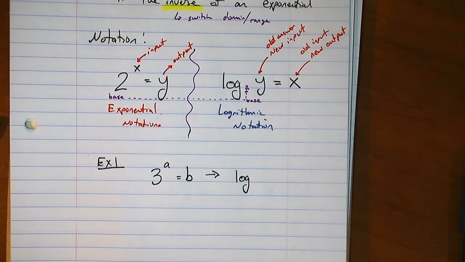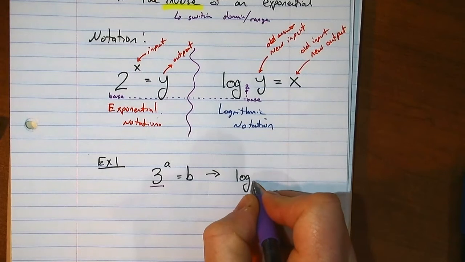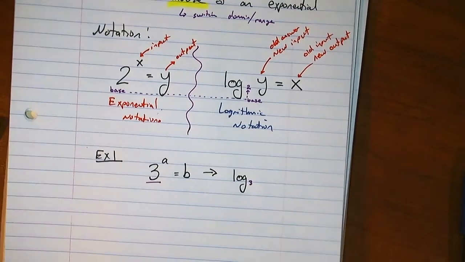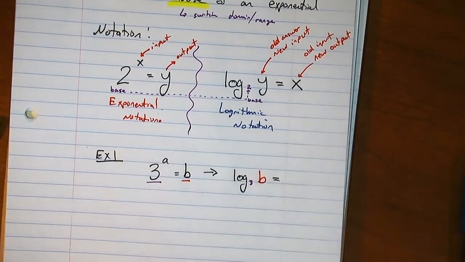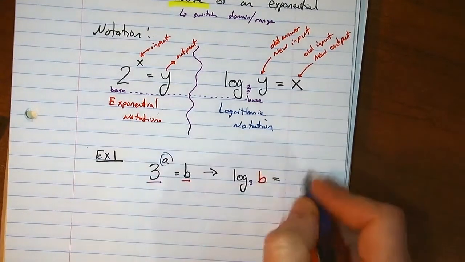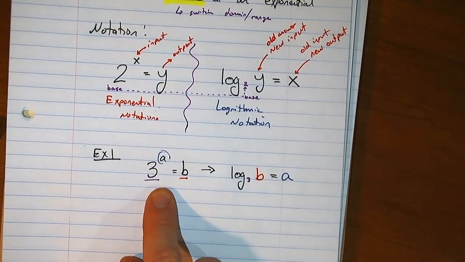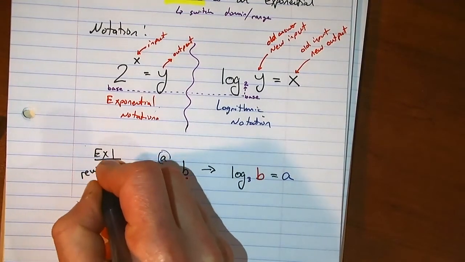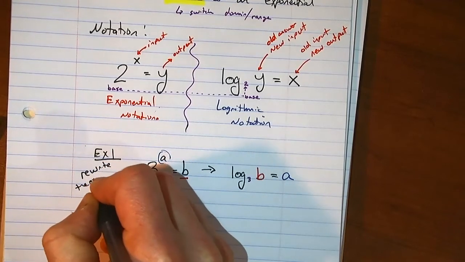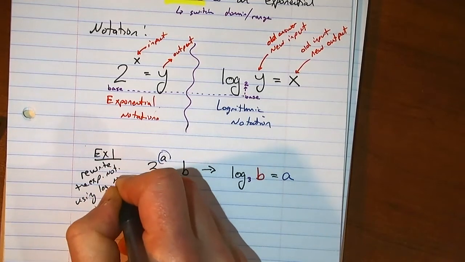Okay. The second thing is I need to account for my base. So my base was a 3. So next to log, as a little subscript, I write a tiny number 3. And then the other part is that my answer becomes the input, and the old input becomes my answer. And so that would be the way I would take this exponential notation and rewrite it as logarithm notation. So that's what this example does, is rewrite the exponential notation using logarithm notation.